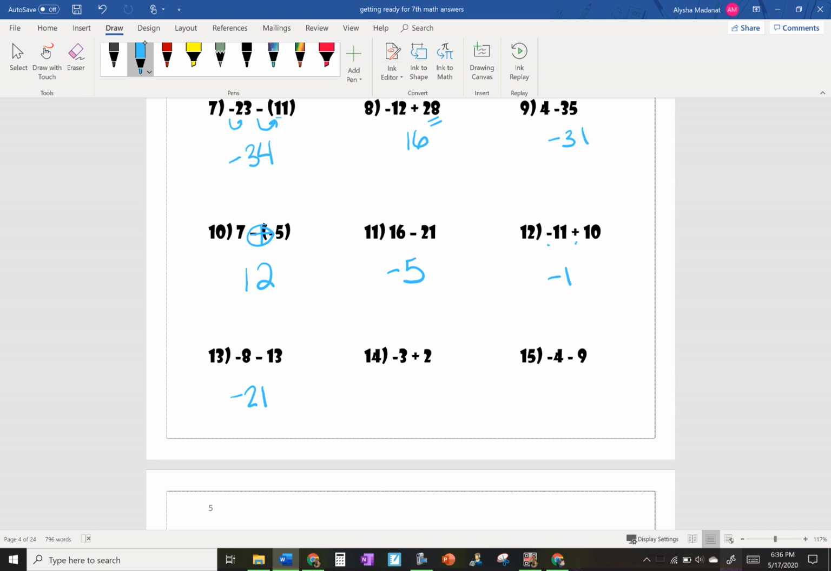Negative 3 plus 2, so you've got opposite signs, so subtract, and your answer is 1, but it's going to be a negative because 3 is the bigger absolute value. And then you've got a negative 4 minus a 9, so you're going to add them together, which would give you 13, and then it's going to be negative because both signs are negative.